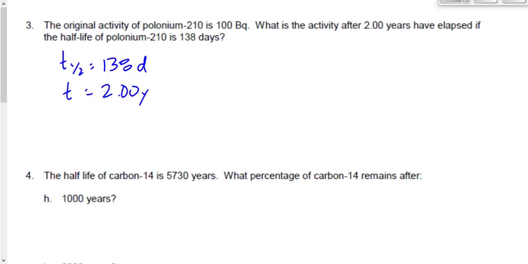Now we want to convert one of these to make sure the units are consistent here. Days, years, I don't care, but make sure they're consistent. What do you want to do? Convert days to years or years to days? Years to days? Okay, so if we multiply that by 365, we're going to end up with 730 days.